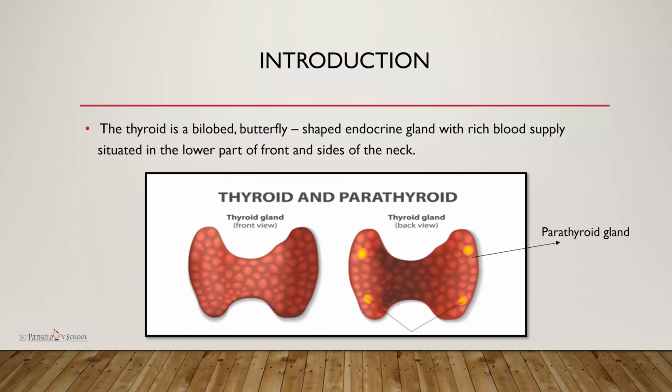Today's topic for discussion is thyroid histology and applied anatomy. The thyroid is a bilobed butterfly-shaped endocrine gland with rich blood supply situated in the front and the sides of the neck in the lower part.